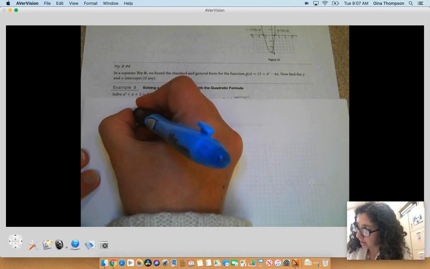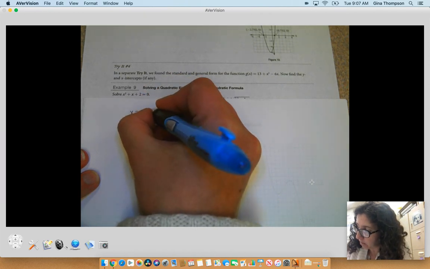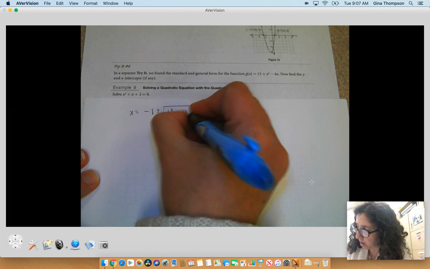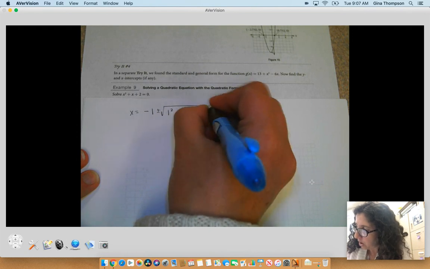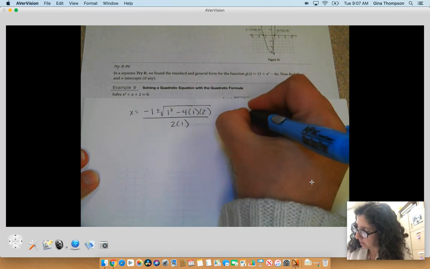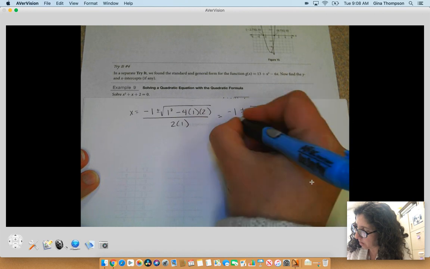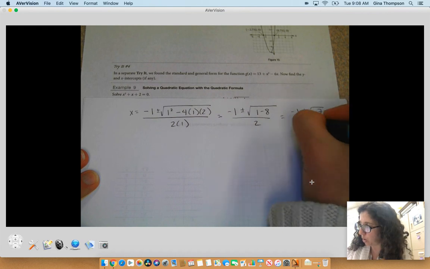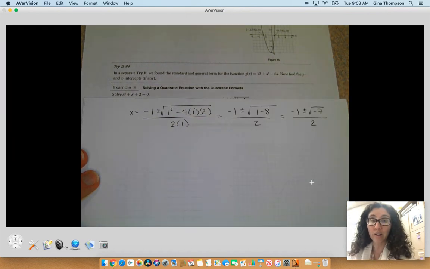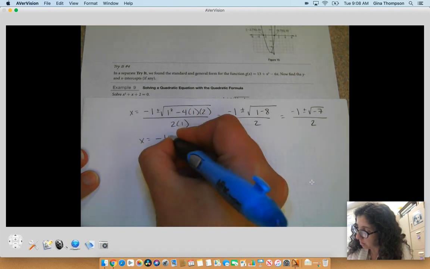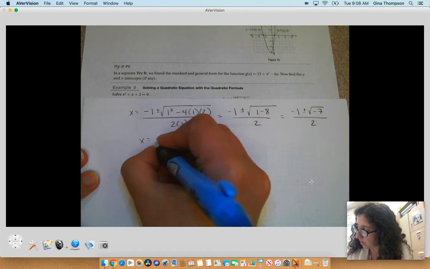So what are we going to get? x equals minus b, so minus 1 plus or minus the square root of b squared, 1 squared, minus 4ac all over 2a. So I'm going to get minus 1 plus or minus the square root of 1 minus 8 all over 2. So minus 1 plus or minus the square root of minus 7 all over 2. It's the square root of a negative number, that looks like an imaginary number. And sure enough, it is. So we're going to have minus 1 plus or minus i times the square root of 7 all over 2.